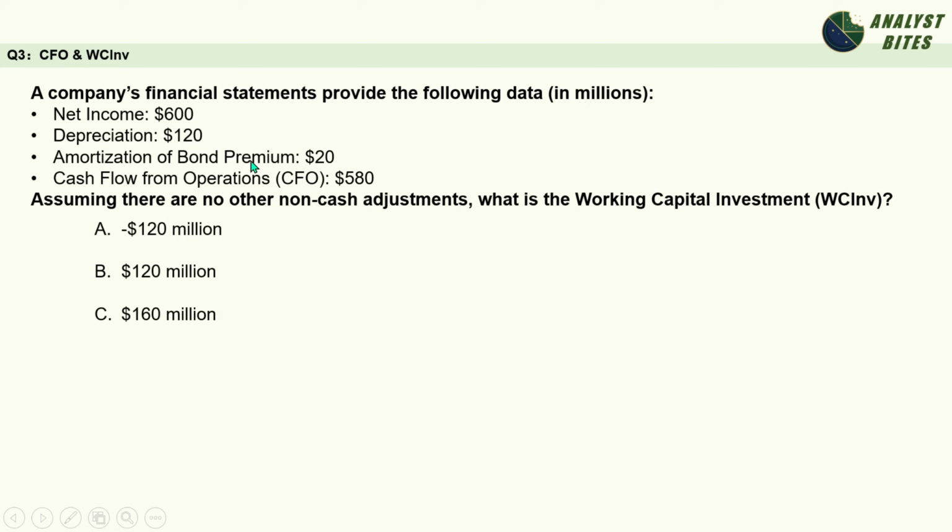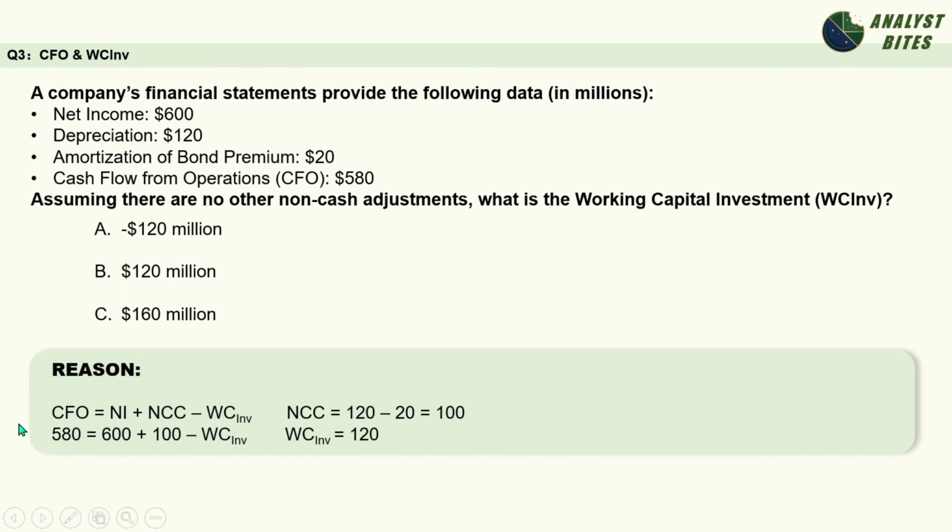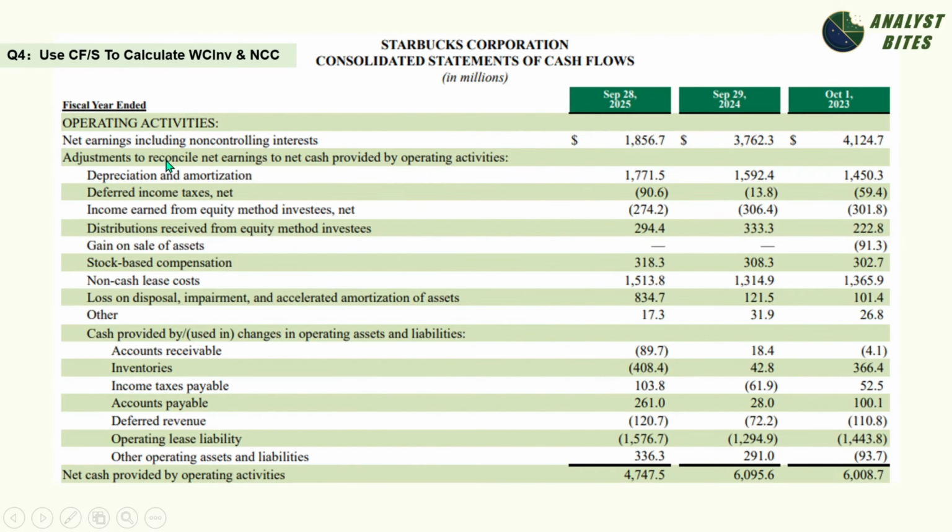There is also a 20 million amortization of bond premium. Using our liability rule, premium amortization is a subtraction. So your total NCC is 120 minus 20 equals 100. Now just plug that 100 into our formula. A quick calculation shows that working capital investment is 120. Choice B. Done.